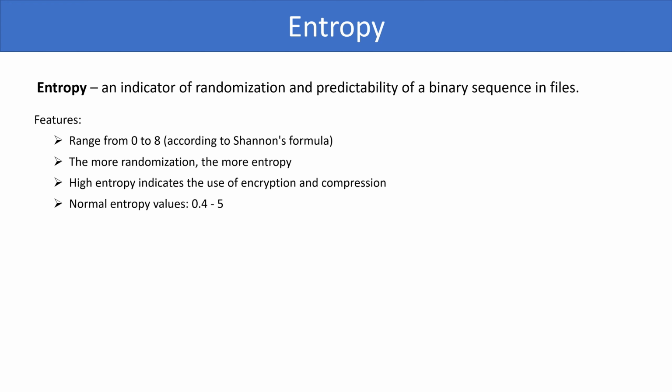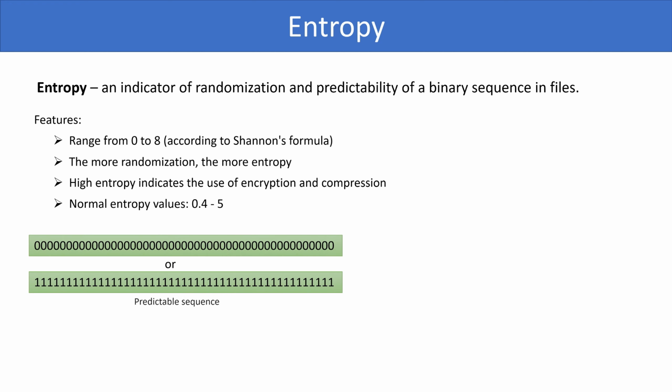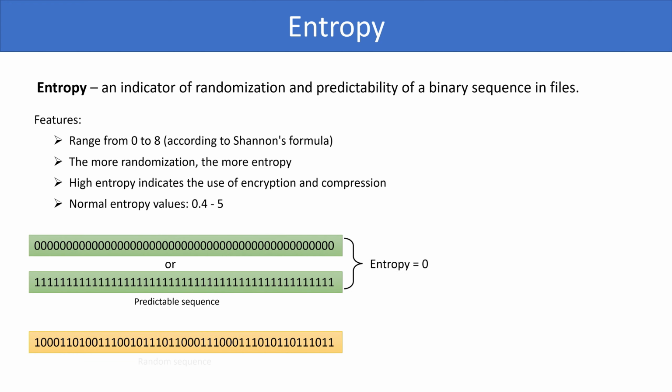The next artifact is the entropy value of the file. Entropy shows how random the binary data sequence in the file is. At the bottom of the slide, you can see an illustrative example of the entropy value. The higher the level of data randomization, the higher the entropy value grows, approaching its maximum.